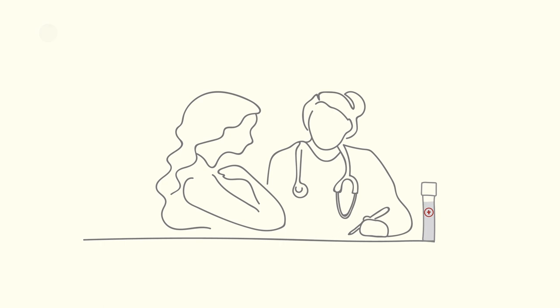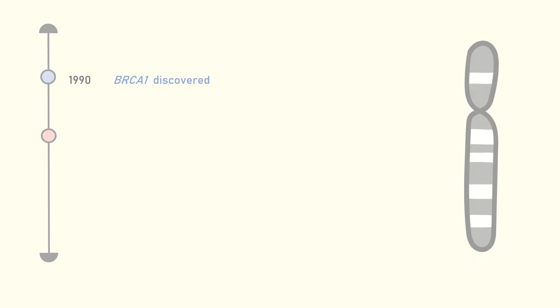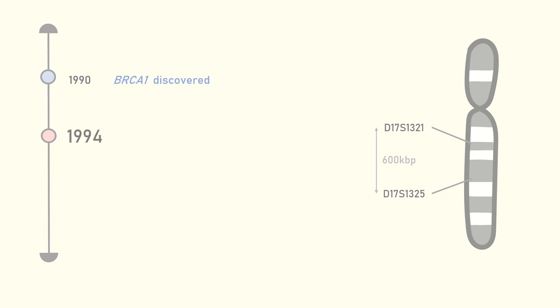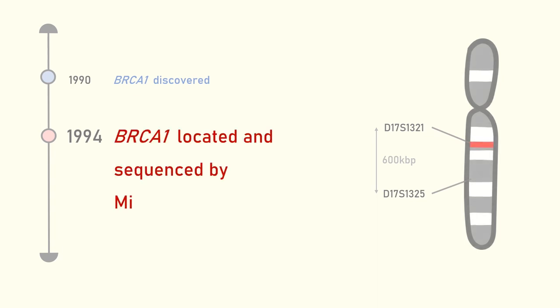For many years, scientists suspected genes were associated with breast cancer, and in 1990, the BRCA1 gene was discovered by Mary Claire King. BRCA1 was known to be in a region of around 600 kilobase pairs between two markers on chromosome 17. In 1994, a study by Yoshio Miki and 43 other researchers were the first to report the exact location of the BRCA1 gene and predict the nucleotide and amino acid sequence of the gene.